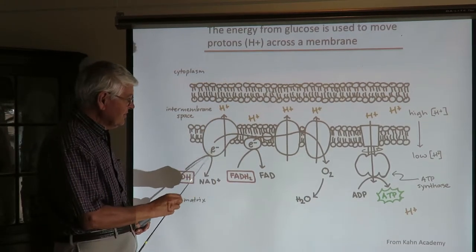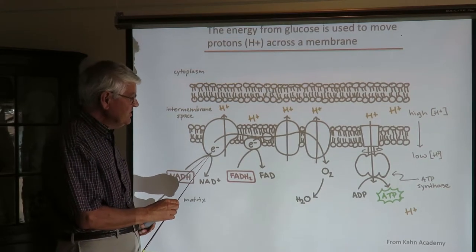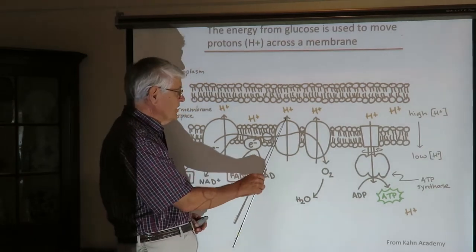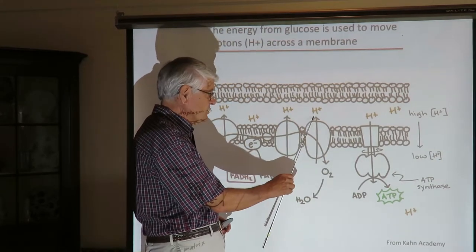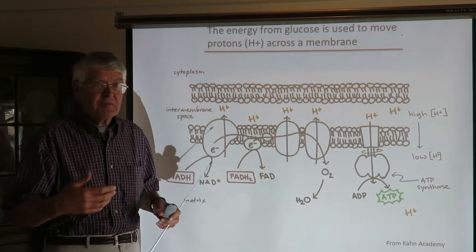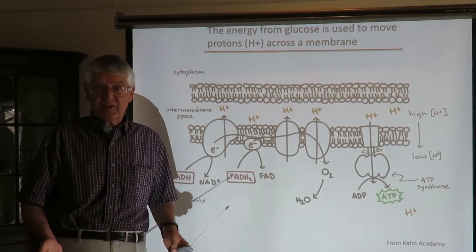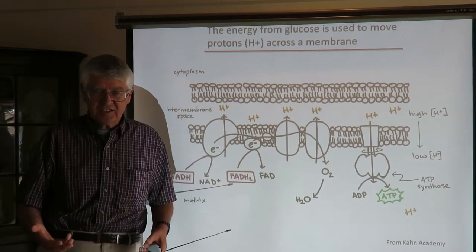And it turns out there's enough energy in these electrons to go through three different pumps. There's one here that pumps protons, there's another one here that pumps protons, and there's a third one here that pumps protons. And where do these electrons finally end up when they have almost no energy? Who wants an old, worn-out electron with no energy left to it? And the answer is oxygen.